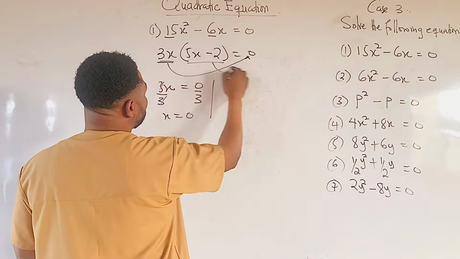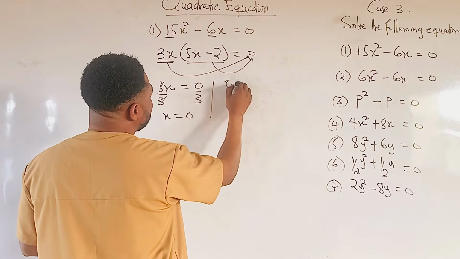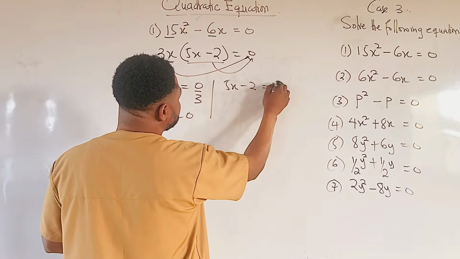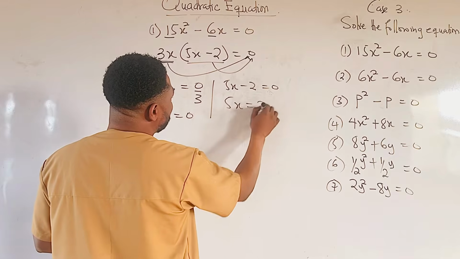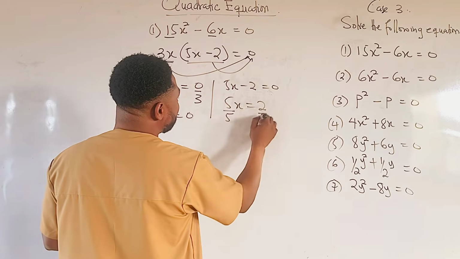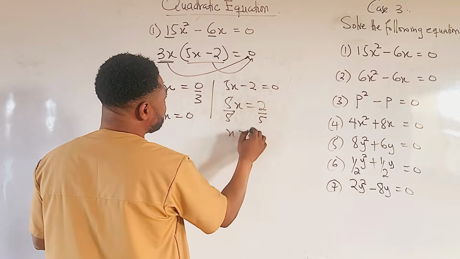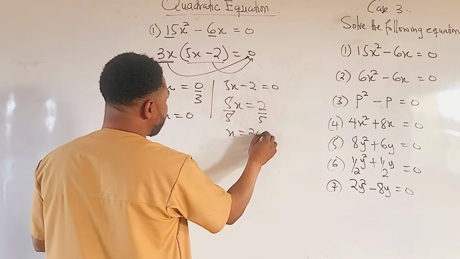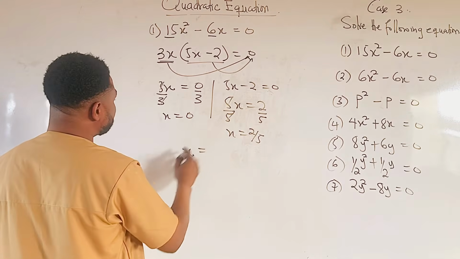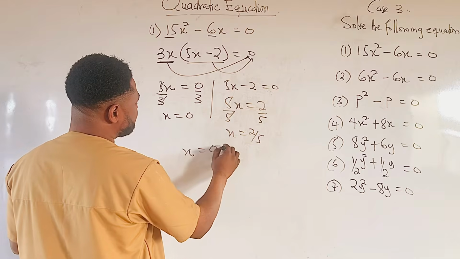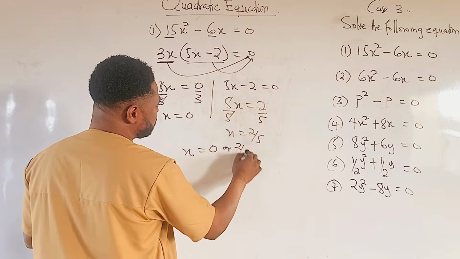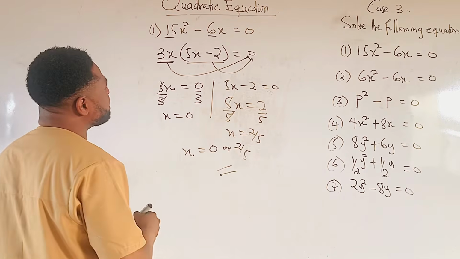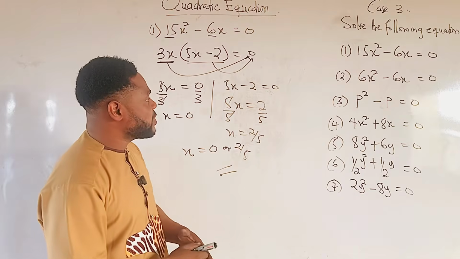We pick this also, then we equate it to 0. So we have 5x minus 2 equal to 0. So 5x equal to 2. Divide here by 5, here by 5. So x will be equal to 2 over what? 5. Therefore, we can conclude by saying that x equal to 0 or 2 over what? 5. So this is how we can solve this equation.